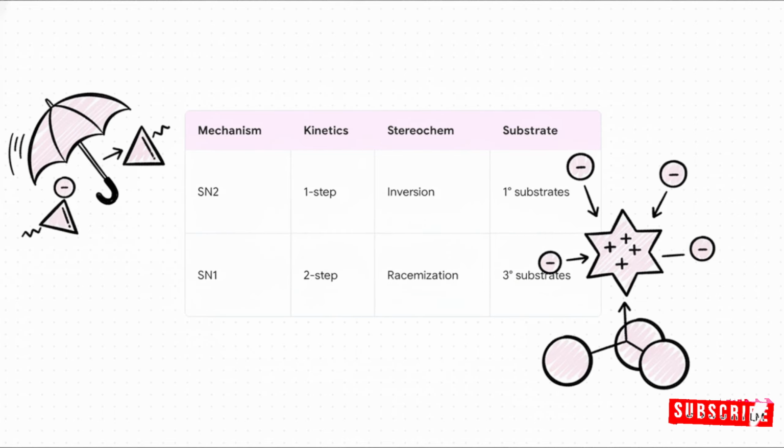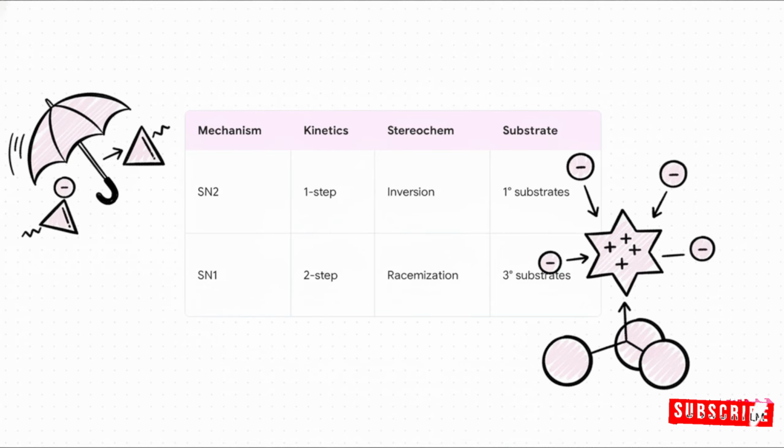SN2 is a bimolecular, concerted, one-step process. The nucleophile sneaks in from the back, causing a complete inversion of configuration. Think of an umbrella flipping inside out in a strong wind. And because of this backside attack, SN2 strictly prefers unhindered primary substrates.